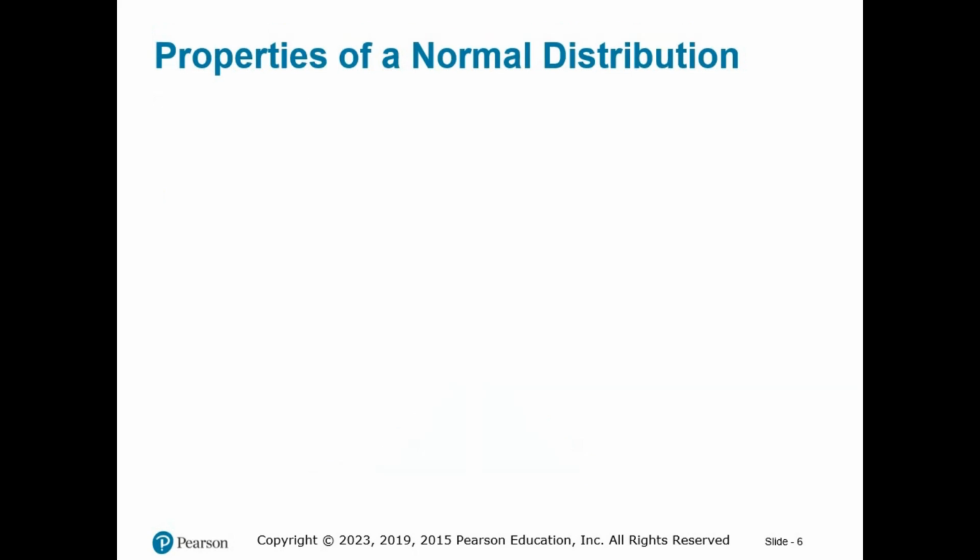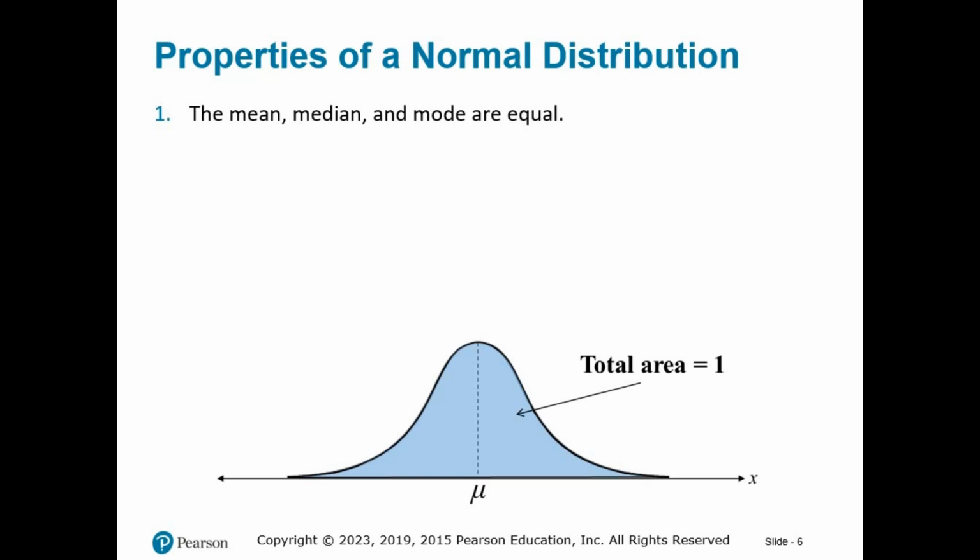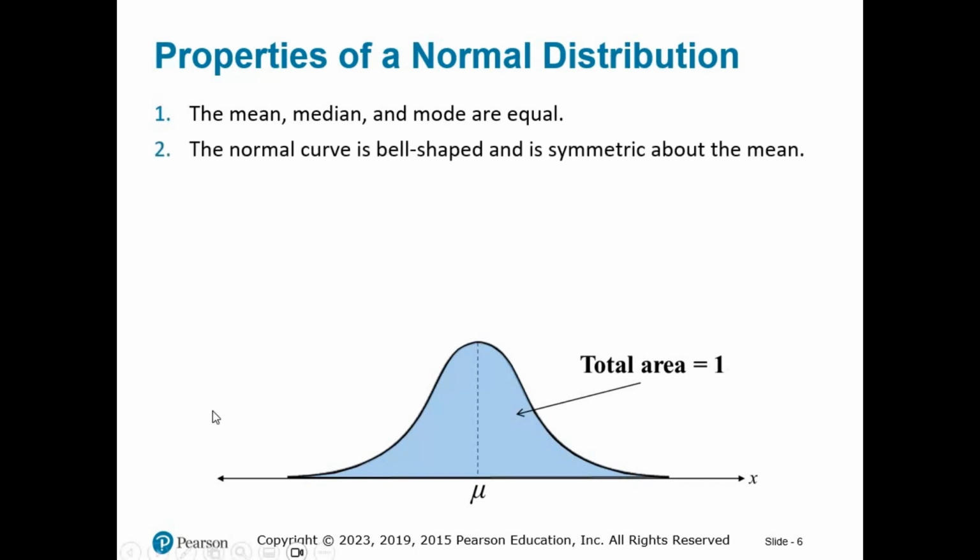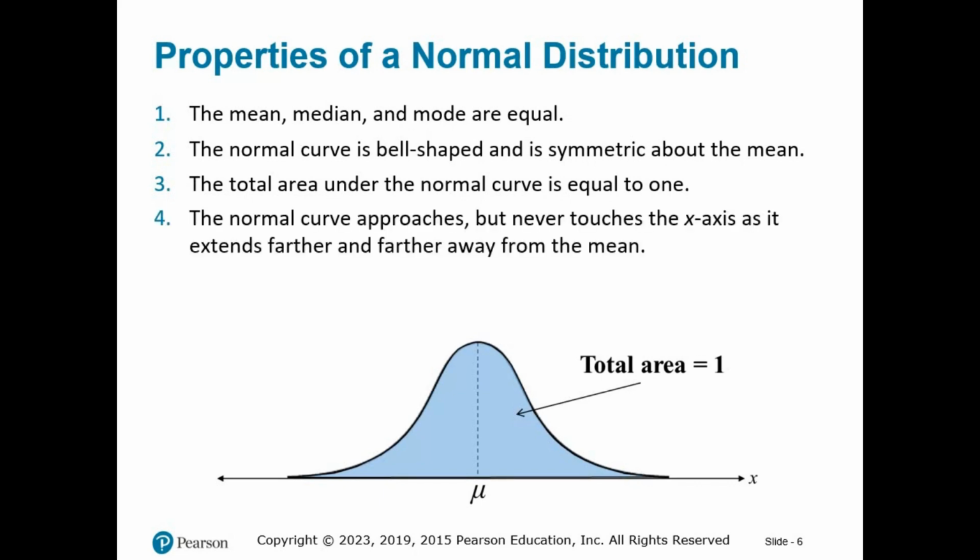Here are some properties of a normal distribution or a normal curve. The mean, median, and mode are equal and all align with this central symmetric line. The normal curve is bell-shaped and is symmetric about the mean. The total area under the normal curve is equal to 1. The normal curve approaches but never touches the x-axis as it extends farther and farther away from the mean.